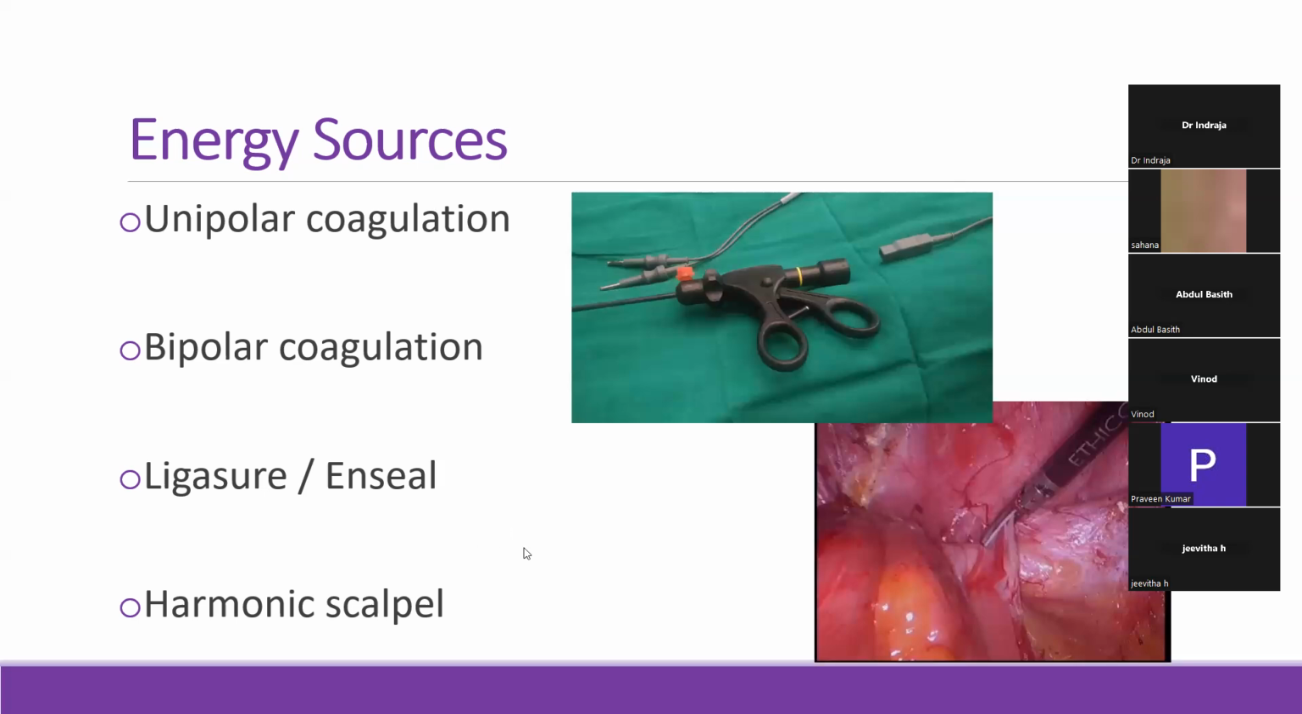Okay, how does harmonic scalpel work? Again, Jivita. Harmonic scalpel is both cutting and coagulation energy. Yes, it also has, what is its principle? Does it have any electricity there? What is it? Sahana, I didn't ask. You're right. It is also called ultrascission. So what does that mean to you?